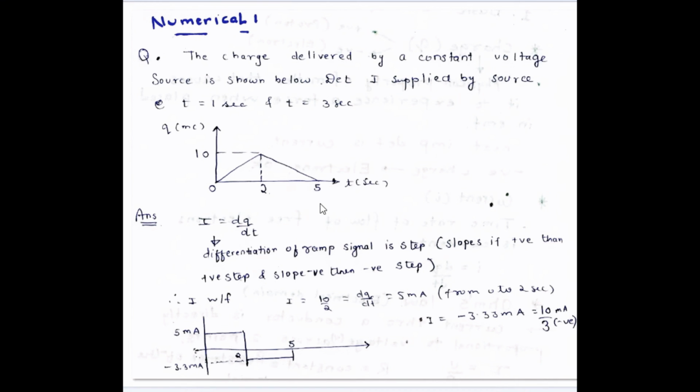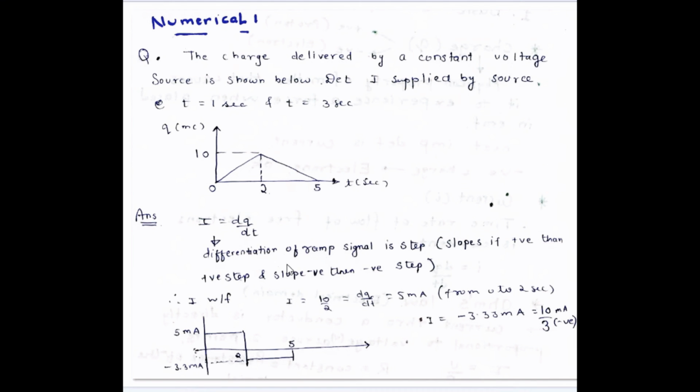Now the second answer, I is equal to 10 divided by 3. Why 10? Again the change in charge remains the same, that is 10, while dt is from 2 to 5. 2 to 5 is 5 minus 2, that is 3 seconds. How much change is there in time? 3 seconds. So 10 divided by 3, that is 3.33 milliamperes.